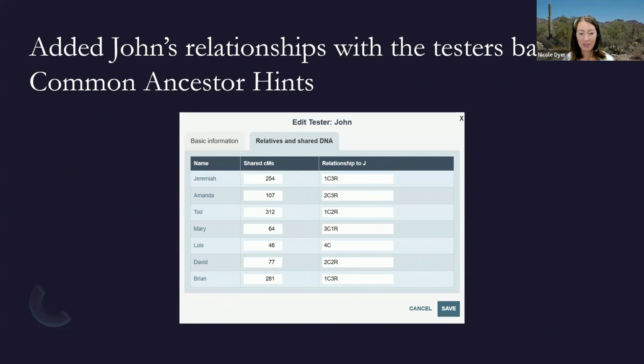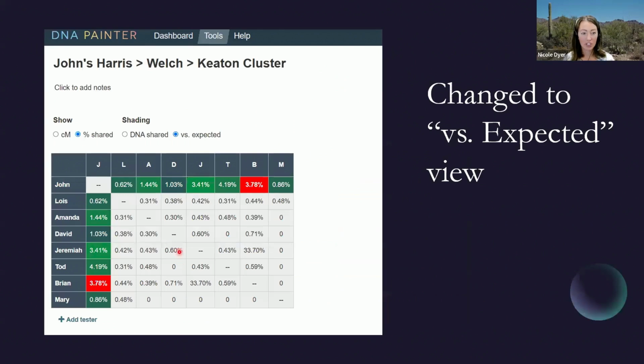Then I clicked save, and then I went back and changed it to compare it against the shared Centimorgan project by clicking versus expected. And that's when I saw this big red cell between Brian and John. So the only parts that are colored here are the relationships between John and the other test takers because I didn't look at the results of any of the others. I don't have their tests. I just have John's test.